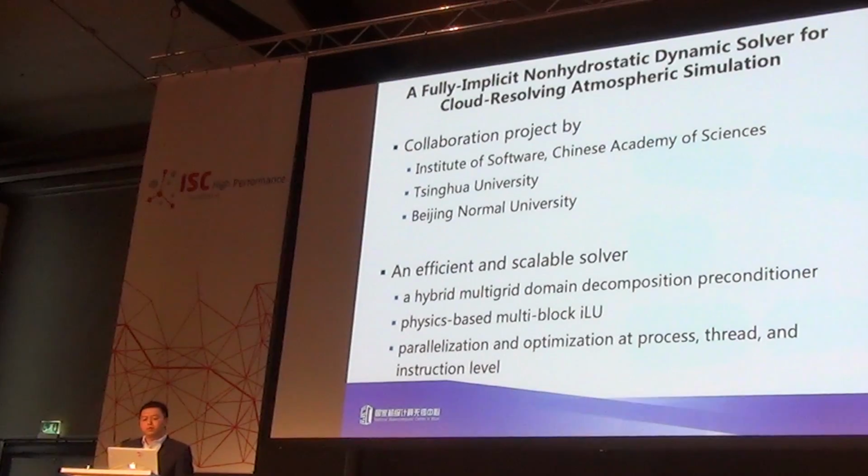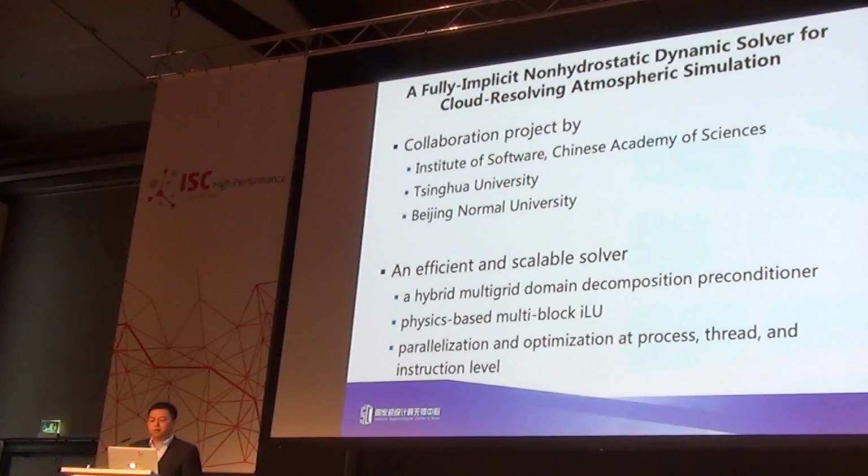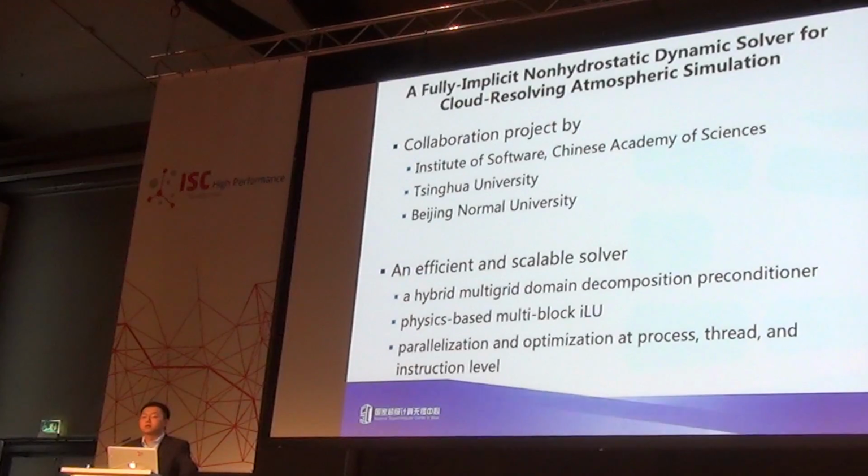The first one I want to talk about is a fully implicit dynamic solver for cloud resolving atmospheric simulations. This is a collaboration project by the Institute of Software of the Chinese Academy of Sciences, Tsinghua University, and also Beijing Normal University. The key goal of this project is to achieve an efficient and scalable solver, which has the following major components: a hybrid multigrid domain decomposition preconditioner, and a physics-based multi-block ILU. And for the solver, we have performed parallelization and optimization at different levels.